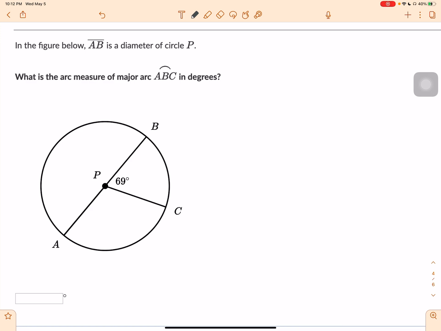All right, here again it tells us that the line AB is a diameter of this circle, so that means that P is our center. The diameters always go through the center. This is the center. Okay. It says, what is the arc measure of major arc ABC in degrees? So let's see here. We want to know the arc of ABC. So we go from A to B to C. I want to see if maybe you can think about that yourself for just a few seconds. How would you solve this?